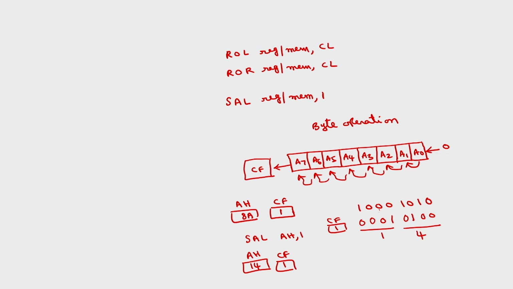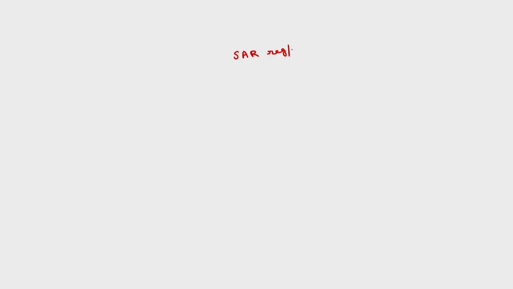Similarly, if you want to shift by multiple positions, I have SAL register comma memory comma CL. Here also the number of times the shift operation is to be performed has to be given in CL. So this is for single bit shift, this is for multiple bit shift. Similarly, we have two shift right operations, one for 1 bit position, another for multiple bit positions. This you have SAR register slash memory comma 1.